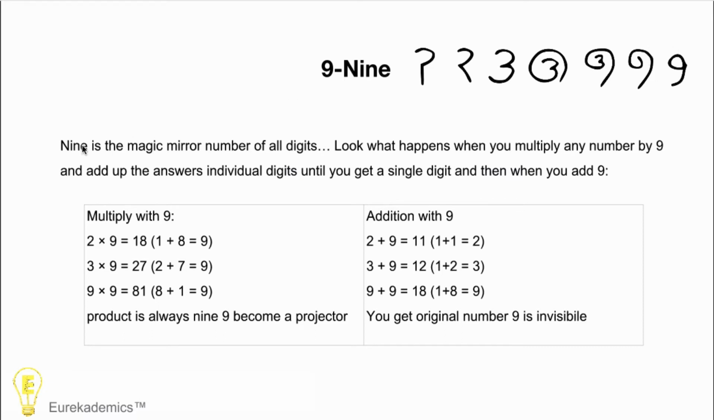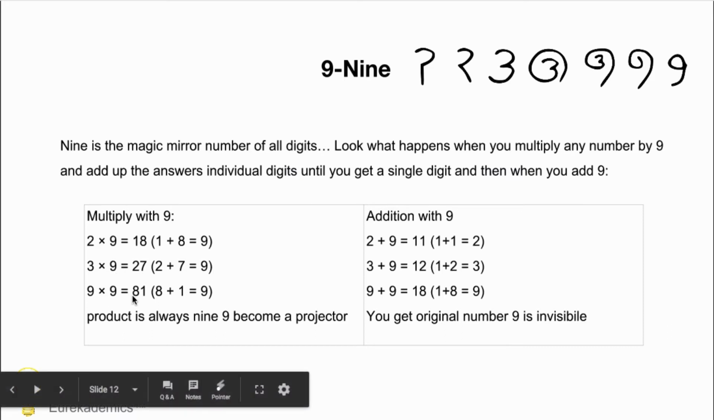Let's figure this out. Look what happens when you multiply any number by 9. 2 times 9 is 18, 1 plus 8 is 9. 3 times 9 is 27, 2 plus 7 is 9. What about 9 times 9, which is 81? 8 plus 1 is also 9. So the digit sum of the product is always 9. It kind of becomes like a projector in that way.